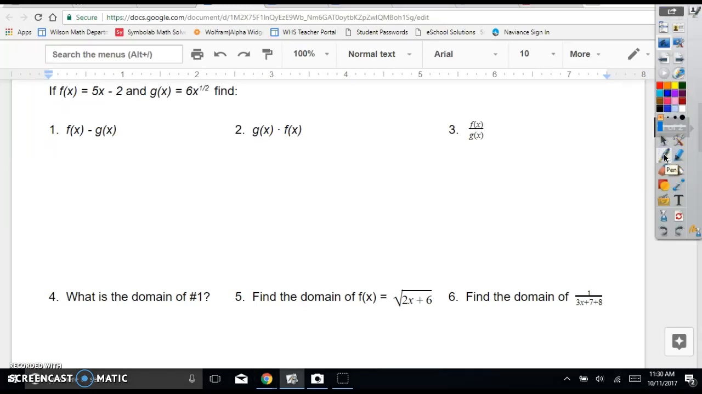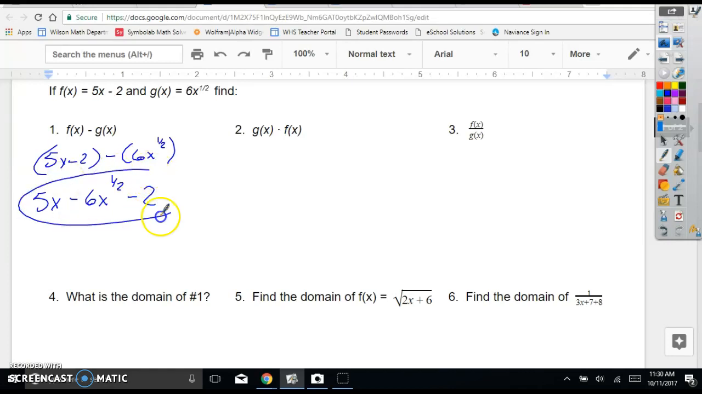We're just going to do direct substitution for f of x, which is 5x minus 2, and I'm going to subtract my g of x, which is 6x to the half. Okay, so if I go ahead and put this in standard form, pretty much just rewrite it in order, I would accept what's up top, but the bottom one is in better form. So moving on to 2.